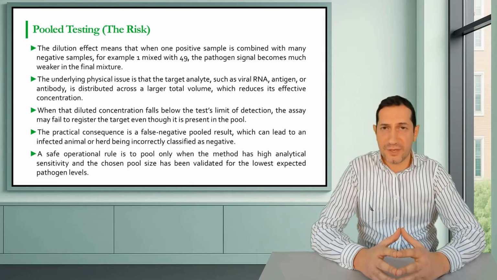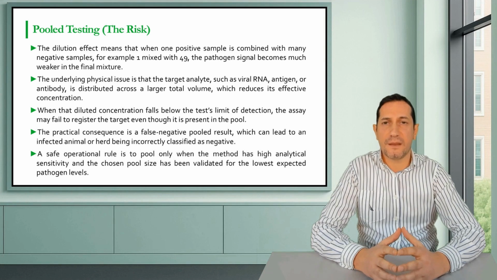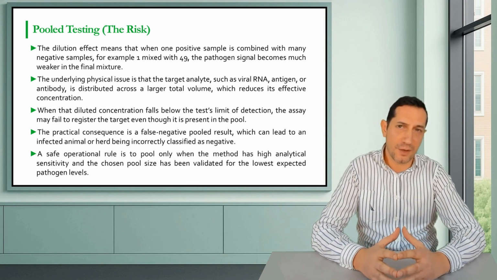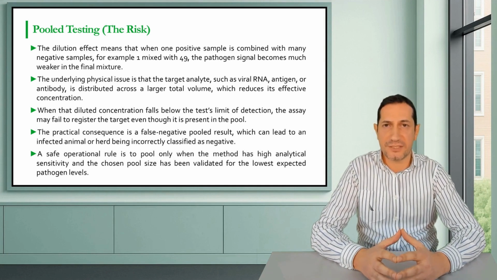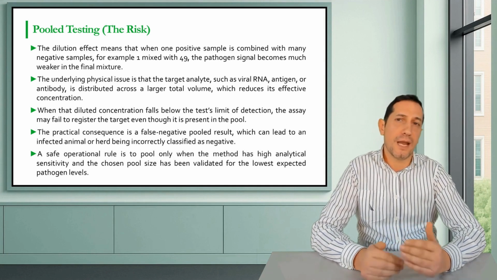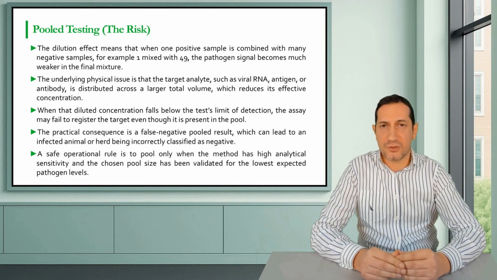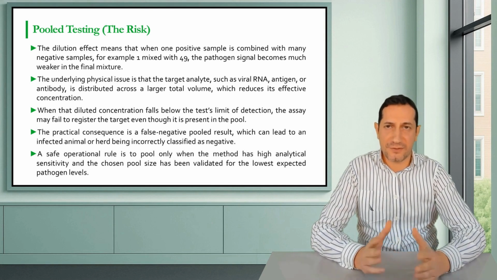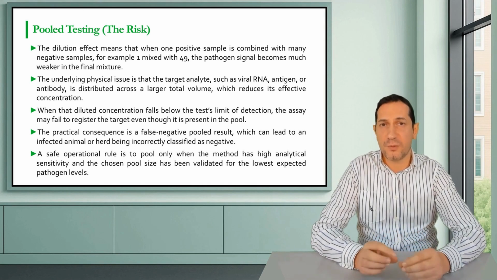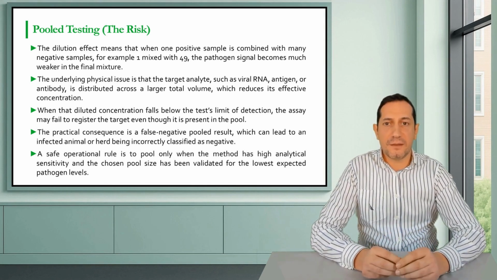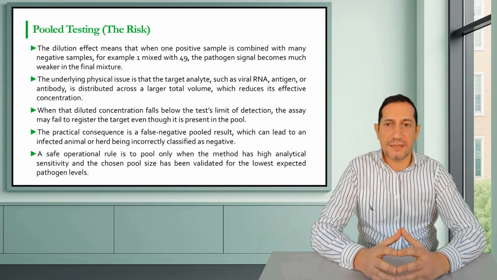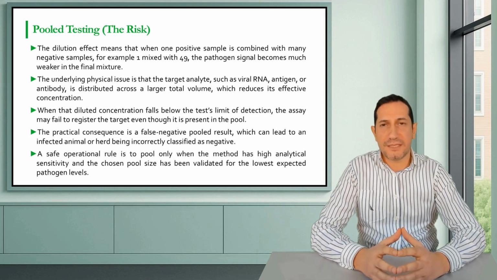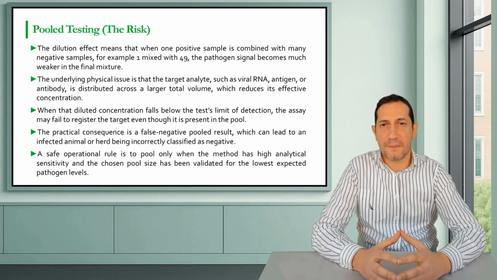The risk with pooling is dilution. Imagine one cow has a low level of virus in her milk. If you mix her sample with milk from 49 healthy cows, you dilute the virus by a factor of 50. If the concentration of the virus drops below the machine's limit of detection, the pool will test negative. You will have missed the case entirely.